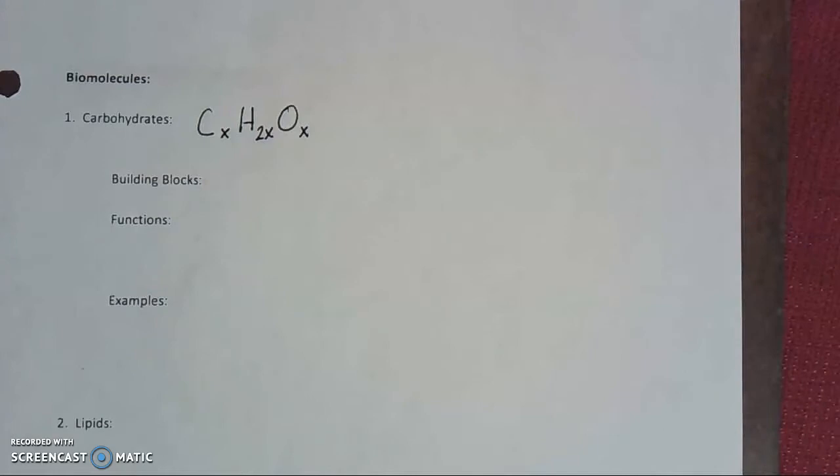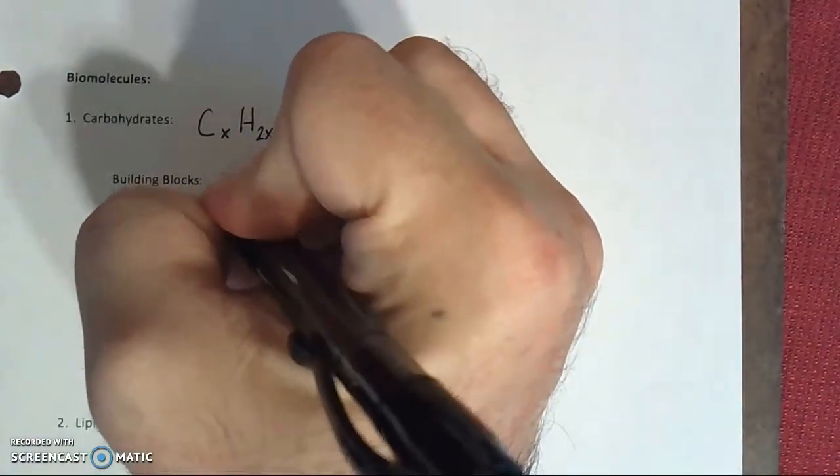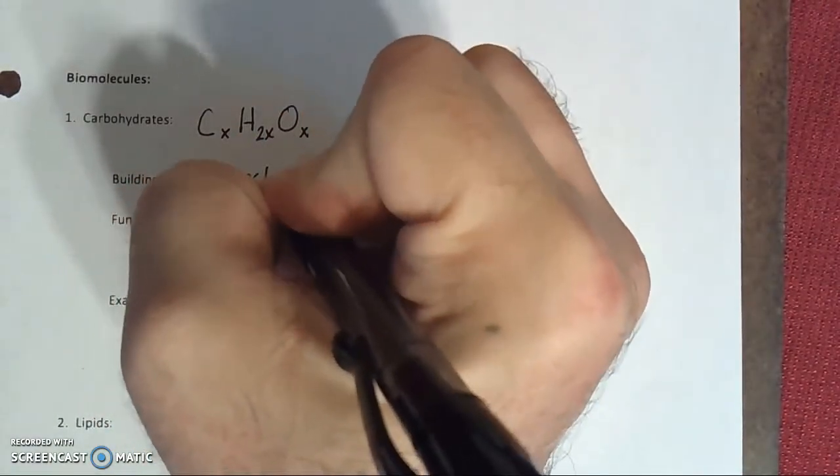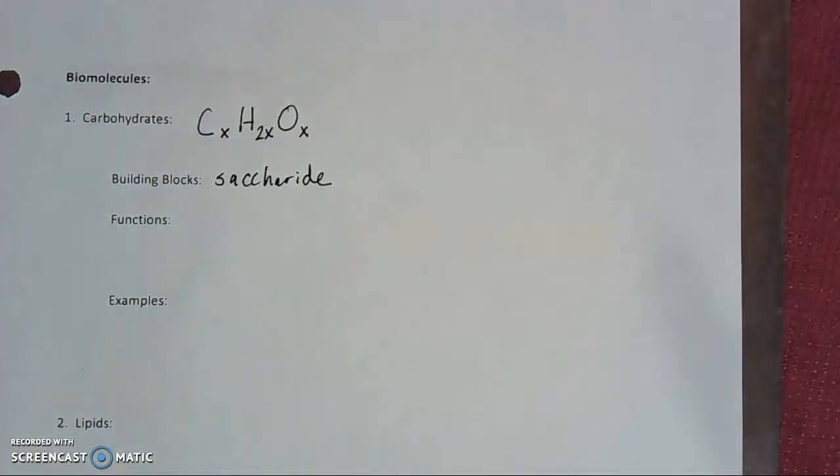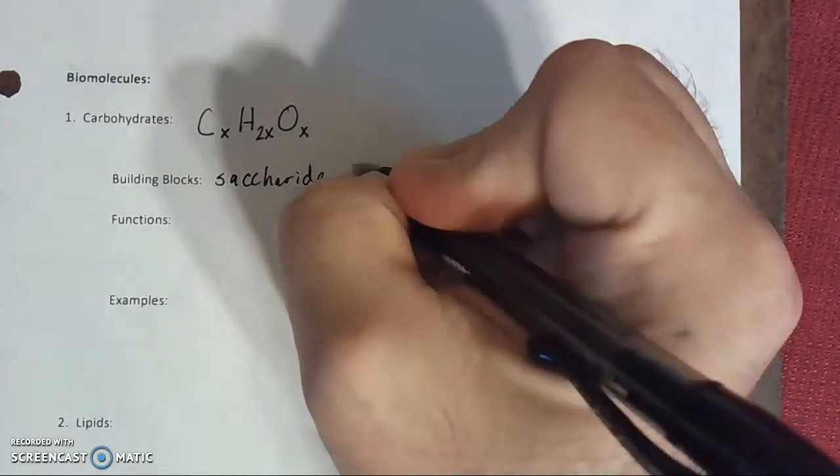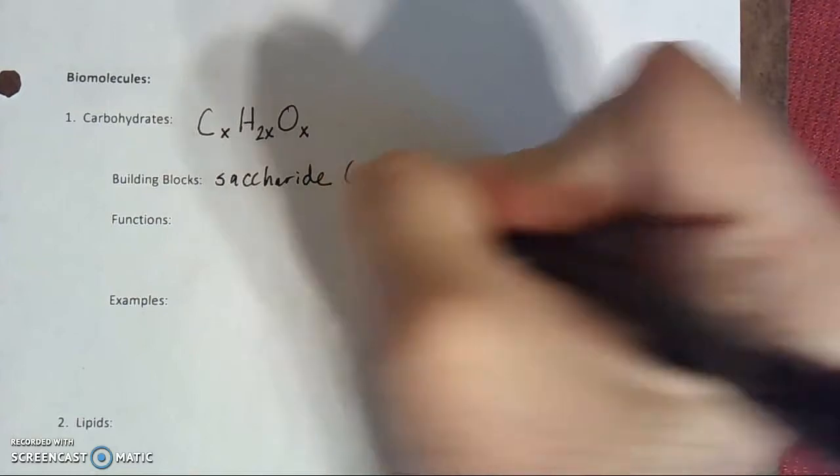Now, for all of these biomolecules, we have building blocks that make them up. The building block of a carbohydrate is called a saccharide. And it has a very specific structure. Some of them are rings, some of them are going to be chains. We don't have to worry about that too much, but know that some carbohydrates are simply just one saccharide, and those are called monosaccharides, with mono meaning one.